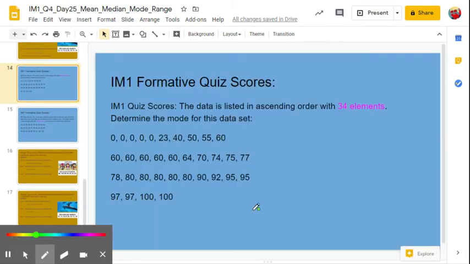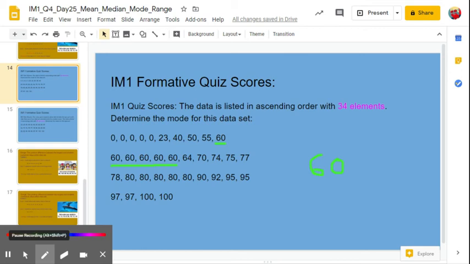All right, let's look at our first data example. This is the one where we have the IM1 quiz scores, including the 5 students that didn't take the test. So there's 34 elements. Everything's listed in ascending order, so you can see the numbers that are grouped together. What is the mode for this problem? The mode for this data set is 60.